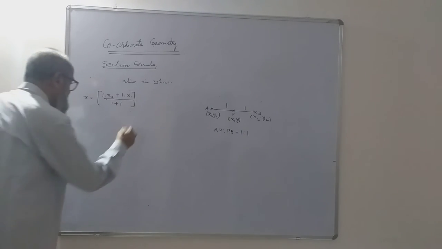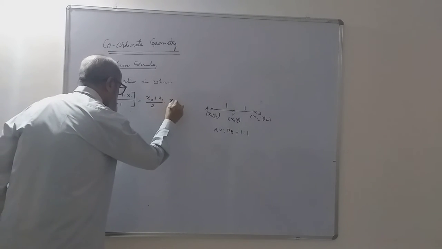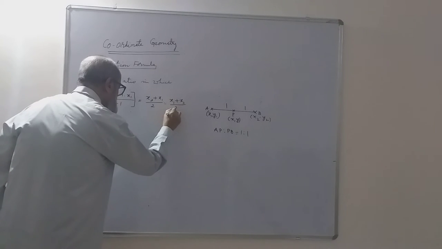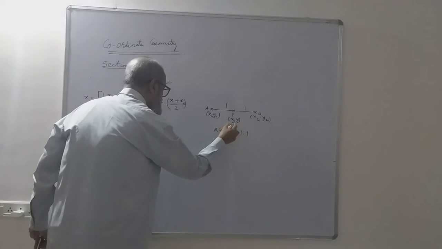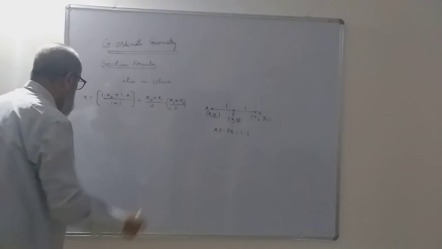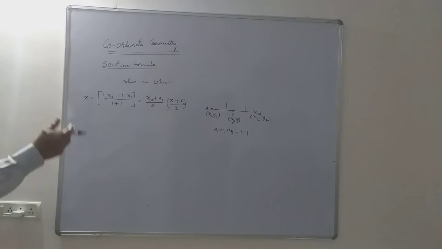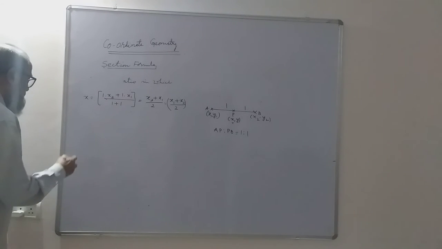So this is nothing but X2 plus X1 divided by 2, or you can write it as X1 plus X2 by 2. That is, the X coordinate will be equal to the sum of these two divided by 2. Whenever you want to find the midpoint of a straight line, what we do is we add X1 and X2 and divide it by 2.